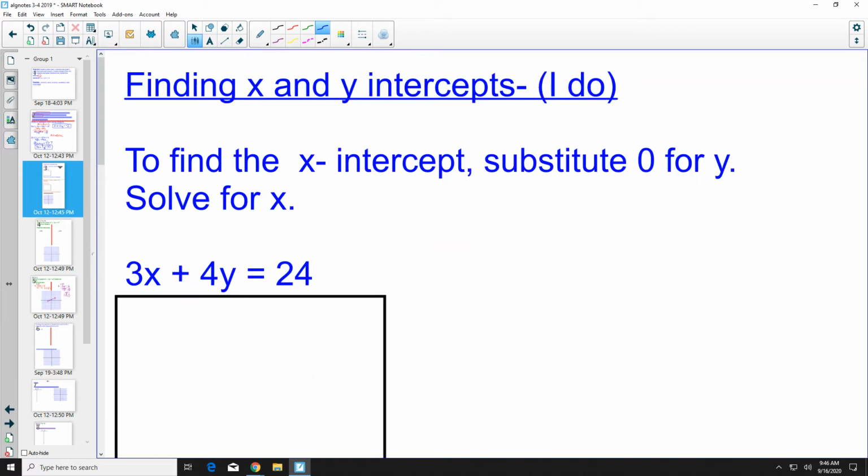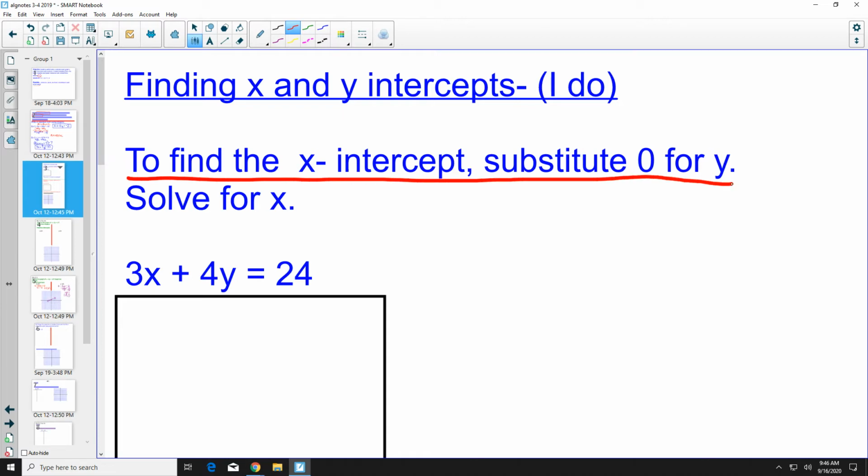All right. When I do this one, you do not need to write it down. I just want you to watch, and then I'm going to have you try one like it. So next, we're going to find x and y intercepts. To find the x-intercept, we put 0 in for y.